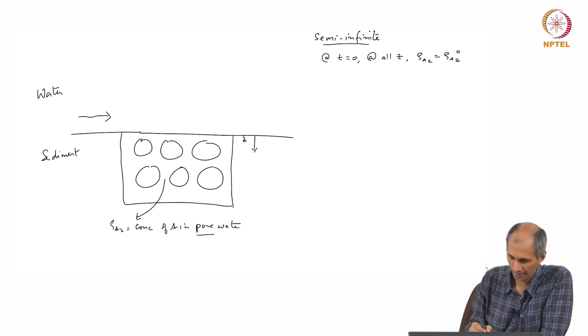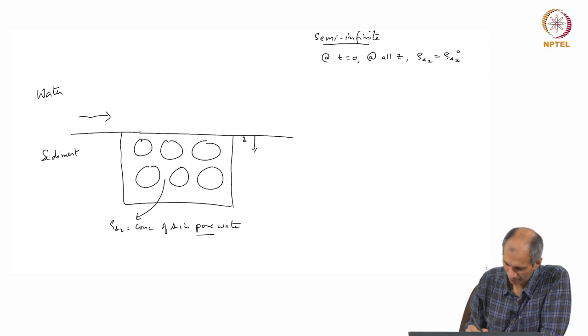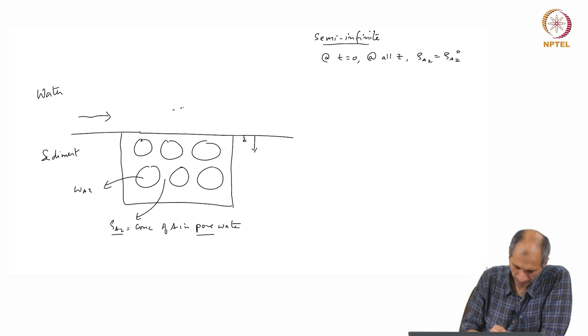So in this system, our system is the sediment. This is pore water here. There is rho A2 here also in the water, but that is not what we are modeling right now. Our model here is the pore water, and this is WA3 in the sediment.